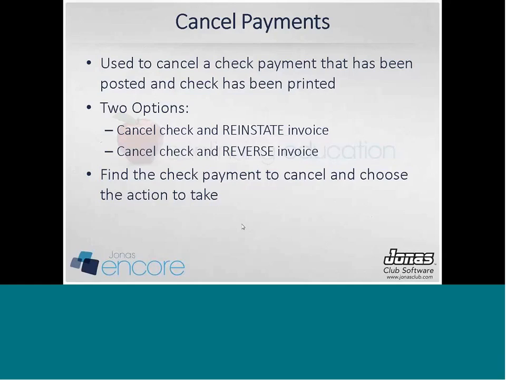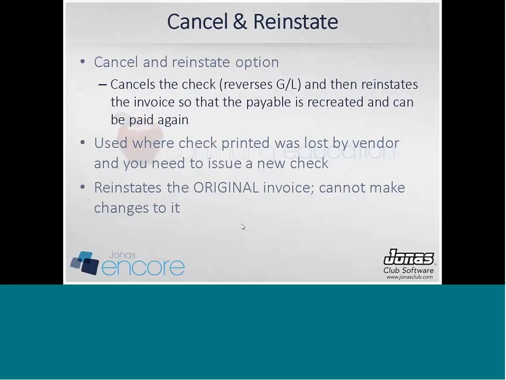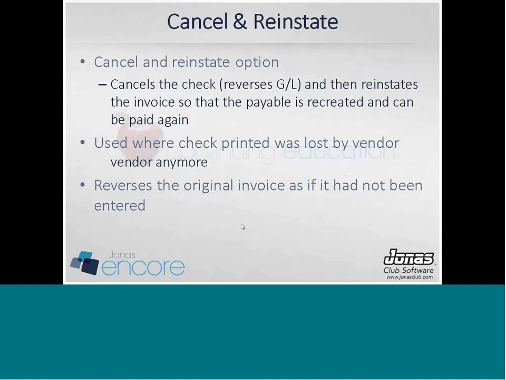Once you've selected what you want to do, reinstate or reverse, then you'll find the check payment that you want to cancel, choose your action, and proceed. So if you're canceling and reinstating your invoice, it's canceling the check, therefore reversing your general ledger posting, and then it will reinstate the invoice so that you can go back into your pay invoices task. This is again used where the check was printed but was lost or expired, and all you need to do is reissue the check. And it will reinstate the original invoices. You can't make changes to it.